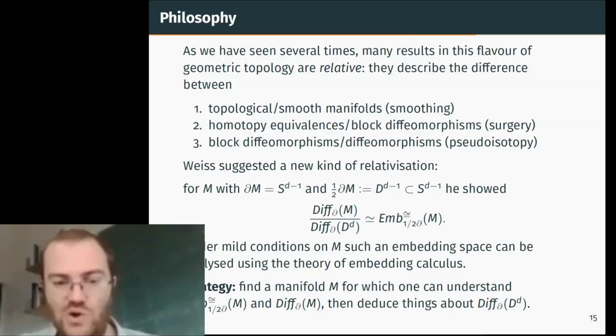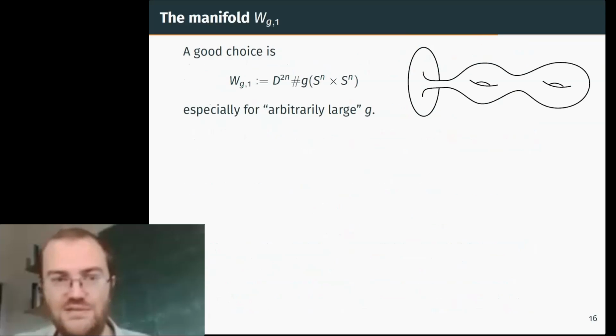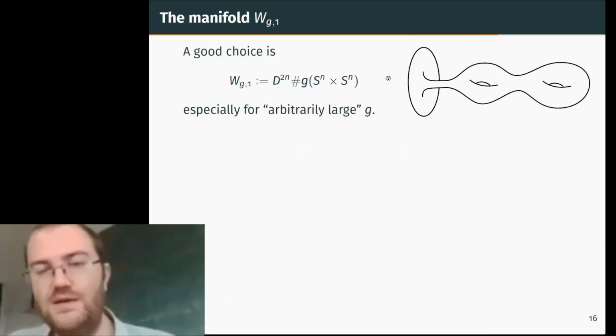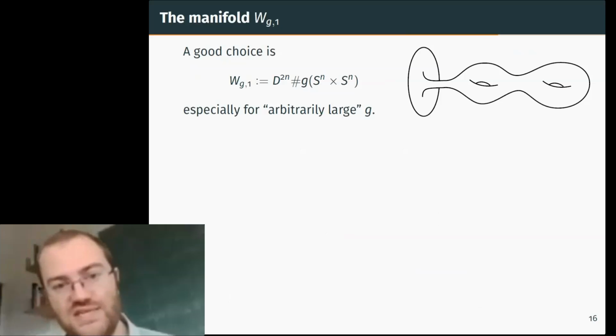So let me first tell you what the wise choice of manifold M to take is. The wise choice is the higher dimensional analog of a genus G surface with one boundary. In other words, it's the disk connect-sum with G copies of Sn times Sn. In dimension 2, that looks like my picture. And the reason this is a good choice is that we know in high dimensions, in fact in many dimensions, these days a tremendous amount about the diffeomorphism group of these manifolds, especially in the limit as G goes to infinity.